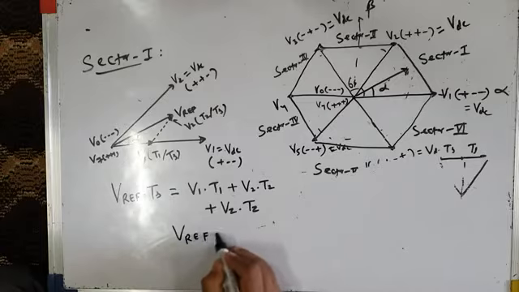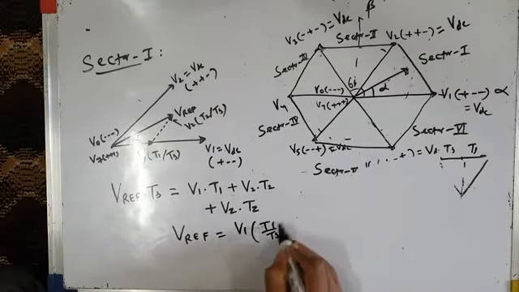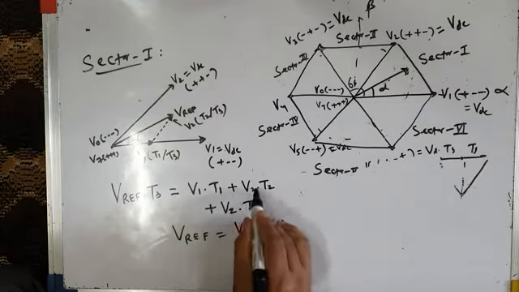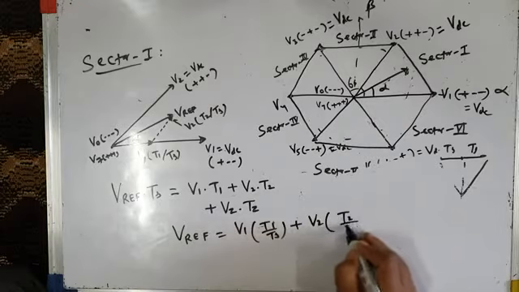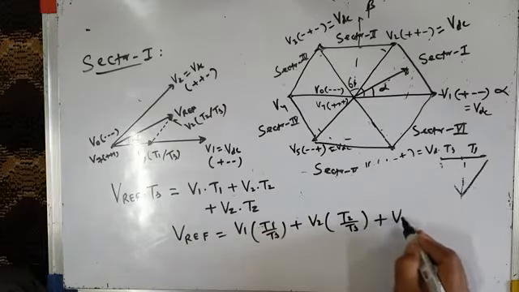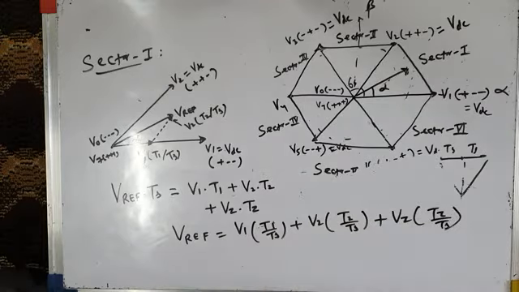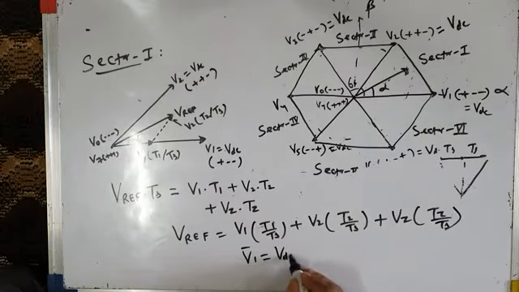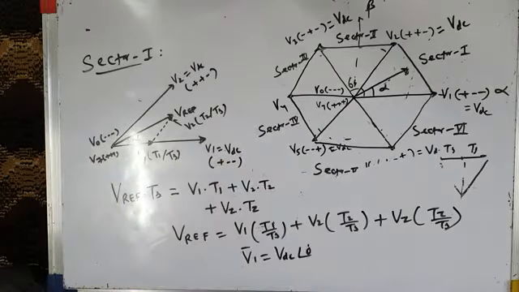So this Vref will be equal to V1 T1 by Ts, because this Ts will divide here in each term, plus V2 T2 by Ts plus Vz Tz by Ts. As far as voltage vector V1 is concerned, what is this? This is VDC at an angle of 0 degree. It's along the alpha axis, so it is VDC at an angle of 0 degree.